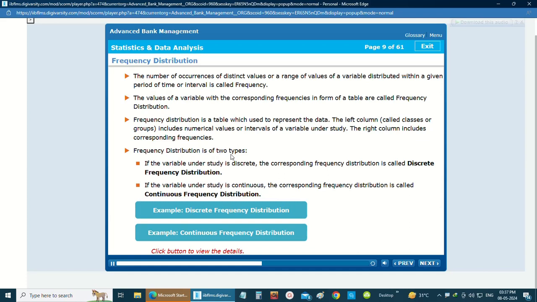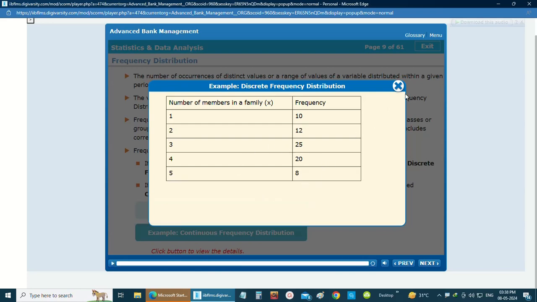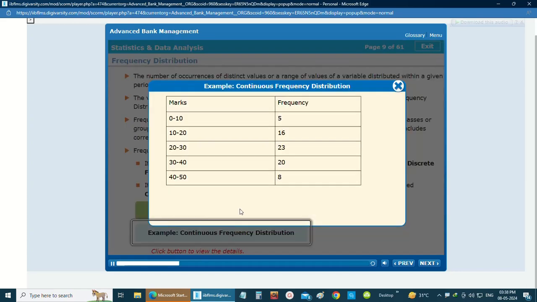Frequency distribution is of two types. If the variable under study is discrete, the corresponding frequency distribution is called discrete frequency distribution. If the variable under study is continuous, the corresponding frequency distribution is called continuous frequency distribution. Example, discrete frequency distribution. Example, continuous frequency distribution.